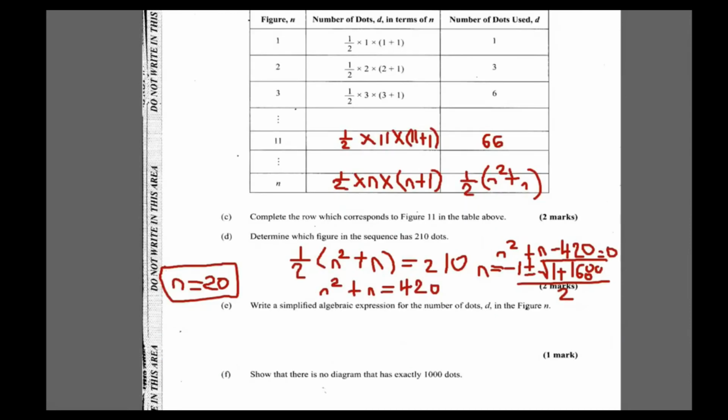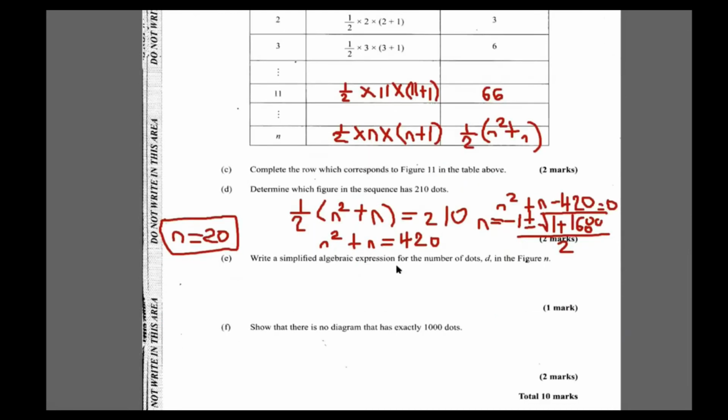Now, finally, it says write a simplified algebraic expression for the number of dots d in figure n. We did that already. We said that the number of dots in a simplified expression is a half n squared plus n. We already filled out that part of the table, so good. Now it says, show that there is no diagram that has exactly 1,000 dots. So that means that you can never find a value for n that will have 1,000 dots.